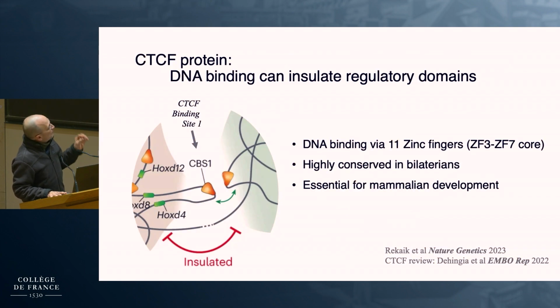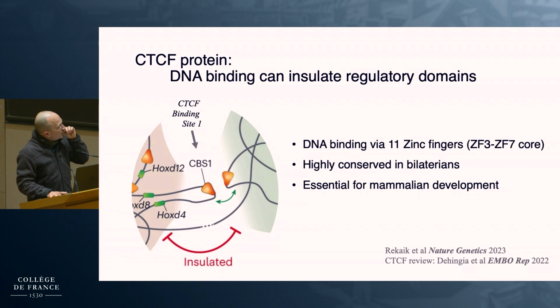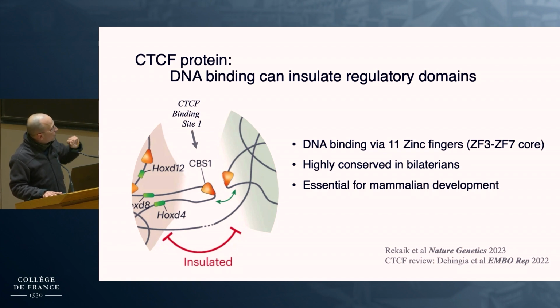My talk is going to be about the CTCF protein, which, I'm not sure if it's been directly mentioned, is an 11 zinc finger DNA binding protein, which is highly conserved throughout bilatera. It is absolutely essential for mammalian development. A lot of its function has been described in specific cell types and its depletion and so on, but I'm not sure if these core points had been made.